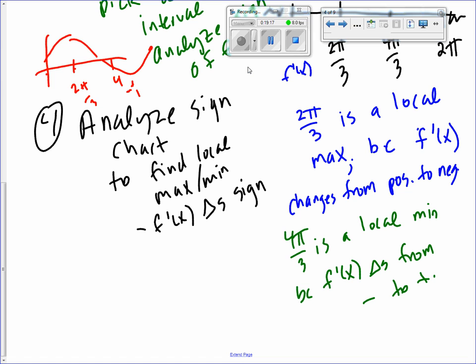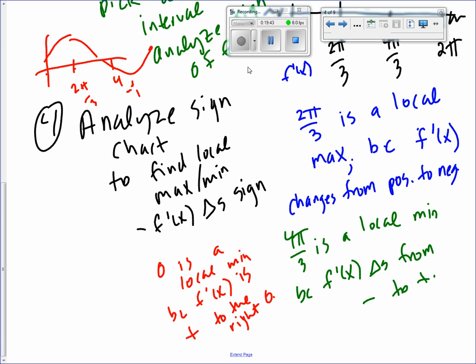So for the endpoints, this is what we skipped in part D and E. The endpoints, you can't analyze the change, but you're just analyzing what's happening near them. So 0 is a local min because the derivative is positive to the right of 0. We can't talk about the change because we don't know what's happening to the left of 0. And then you guys also told me 2 pi is a local max because the derivative is positive to the left of 2 pi.